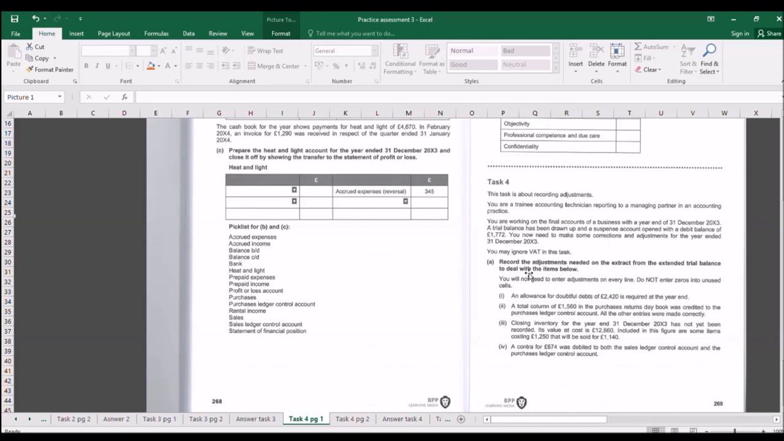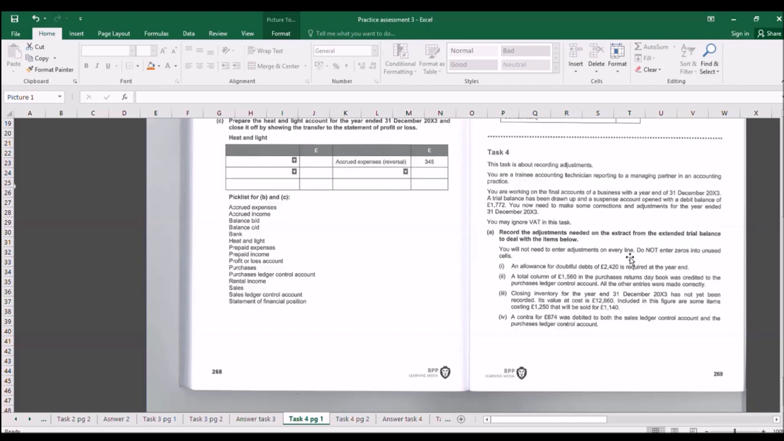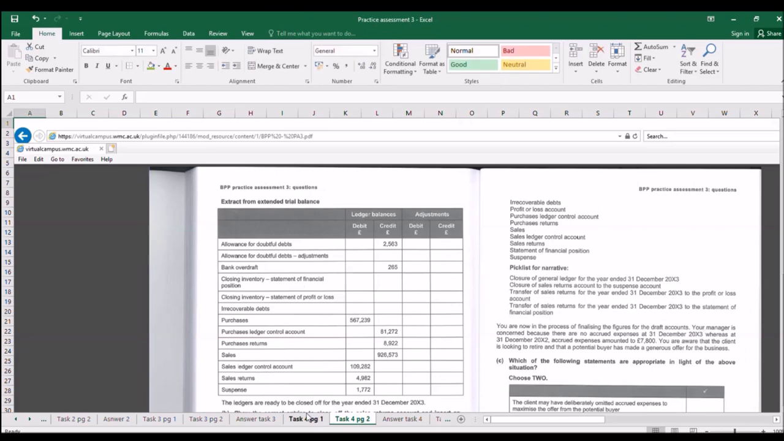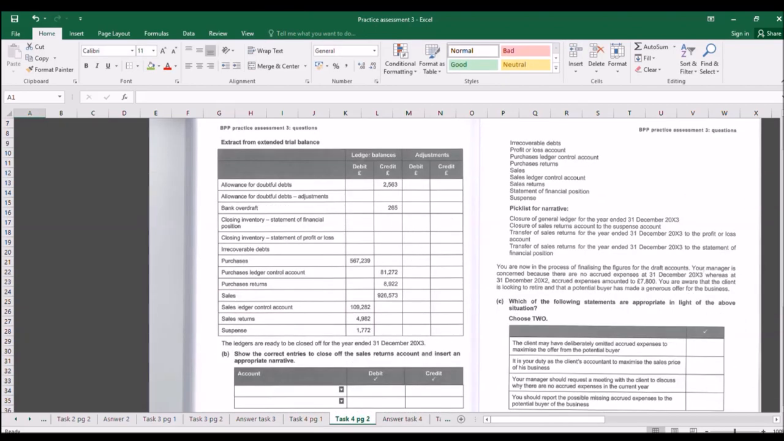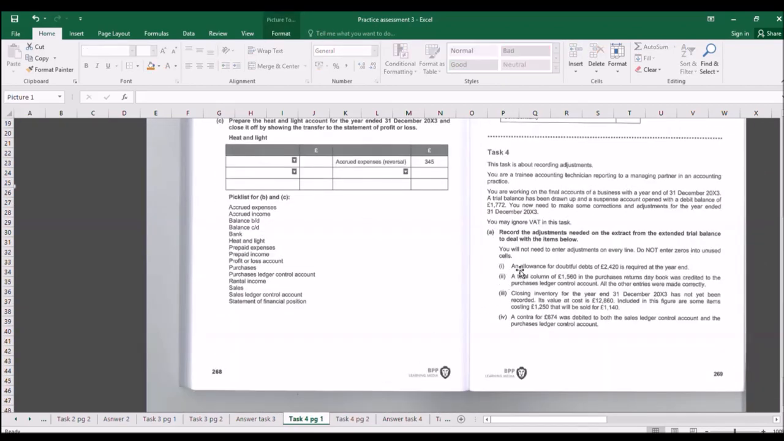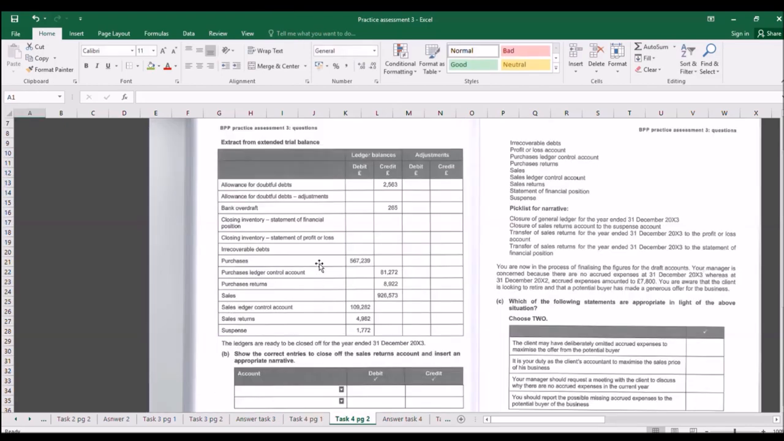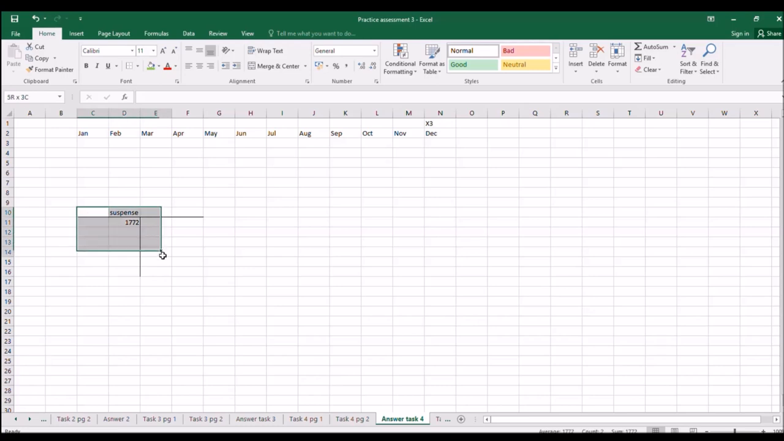You may ignore VAT. Record the adjustments needed. You will not need the extract from the trial balance. So, here we go. We've got the extract from the trial balance over here. An allowance for doubtful debts of 2,420 is required at the year end. Let's have a look at what we've got in here. We've got allowance for doubtful debts in here of two. Right, so we can go into here.